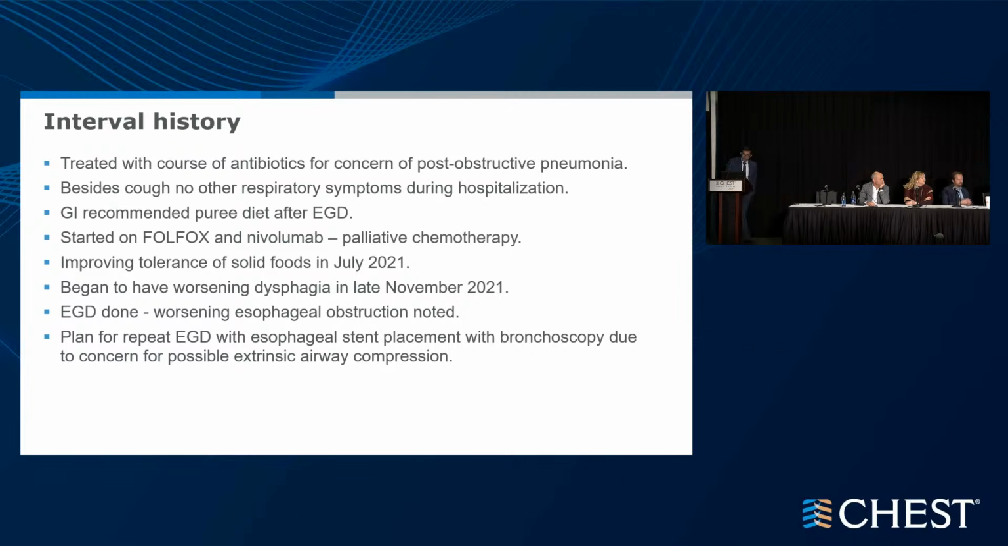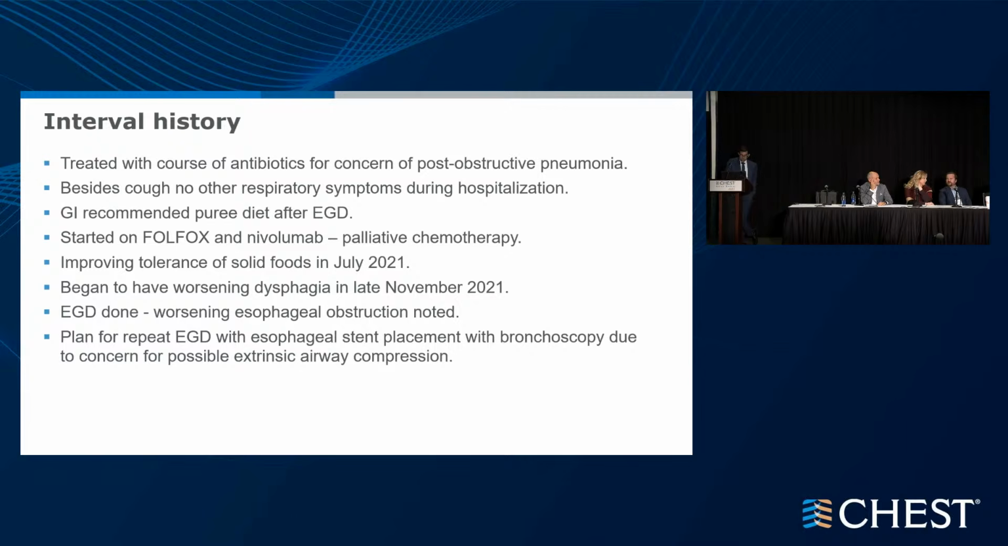So, interval history since then. He was treated with a course of antibiotics for concern of post-obstructive pneumonia. He actually only had a slight cough, despite all that parenchymal involvement. GI recommended after the EGD that he be on a pureed diet, and he was started on Folfox and nivolumab pretty quickly after his diagnosis. In July 2021, after a few weeks of treatment, he started improving his tolerance to solid foods.